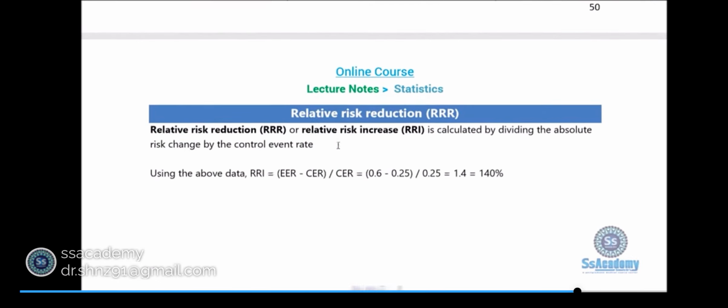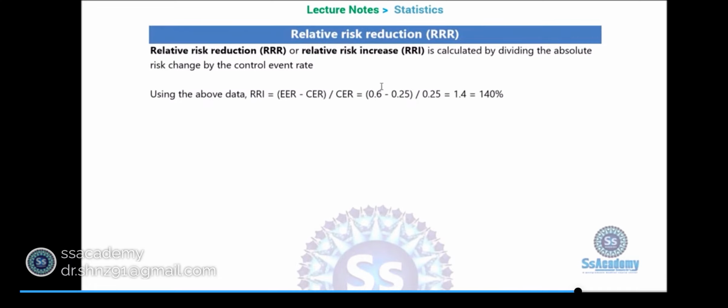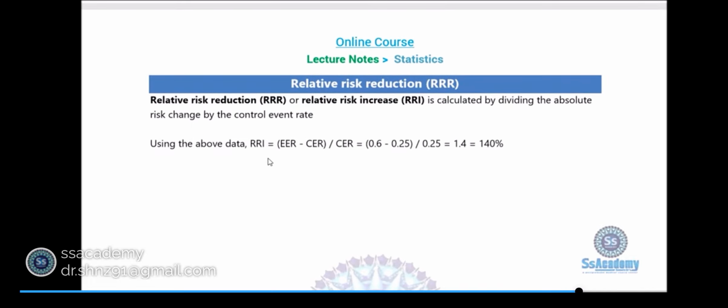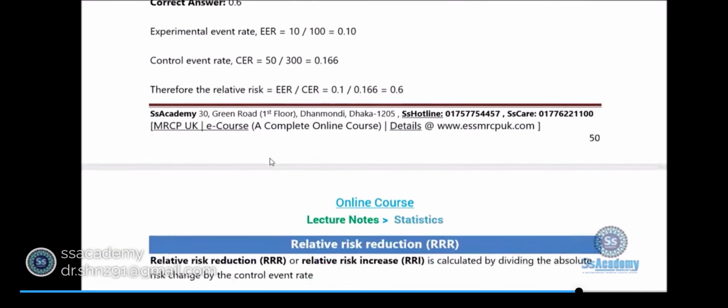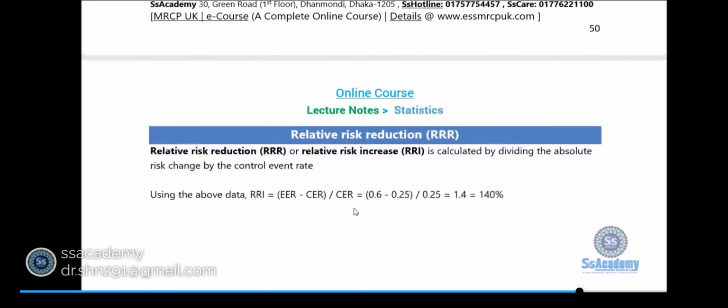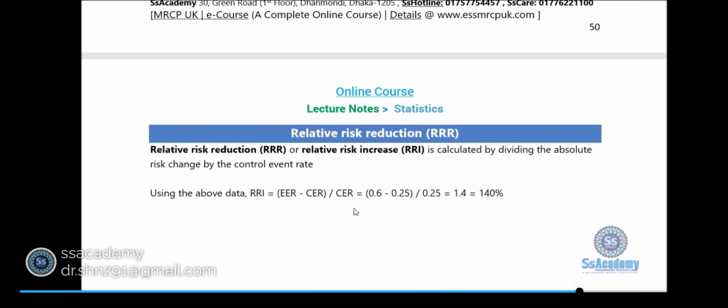So the next term, the relative risk reduction or increase, is calculated by dividing the absolute risk change by the control event rate. Using the above data, the relative risk increase or reduction is the experimental event rate minus control event rate divided by control event rate. 0.6 minus 0.25 divided by 0.25, 1.4, 140%.